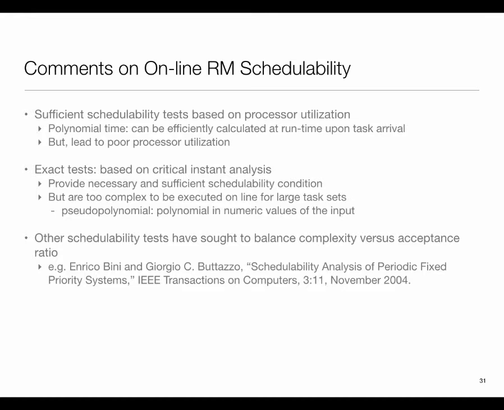Okay, so comments on this thing. We have sufficiency tests. We have sufficient and necessary tests. Exact tests are costly. They are based upon this critical instant analysis, so you have to go through this process. There are other tests that people have tried to do. The reason this is important is because it happens at runtime, so ideally you want something that the OS can do with very little overhead.